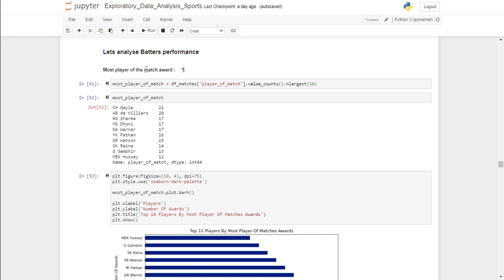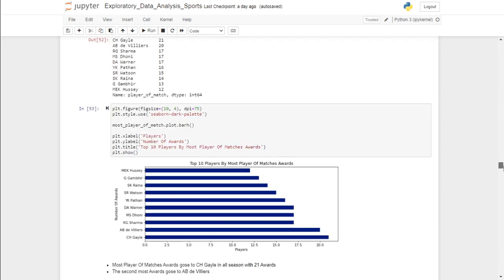Now analyze the batsman performance. The most player of the match awards go to Chris Gayle, CH Gayle 21 times, and AB de Villiers 20 times. And here's the plot.